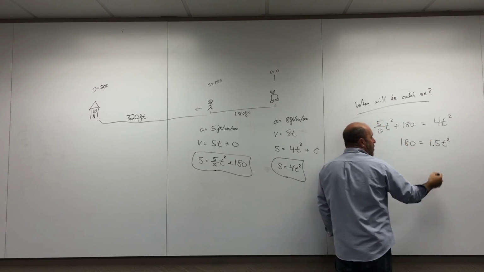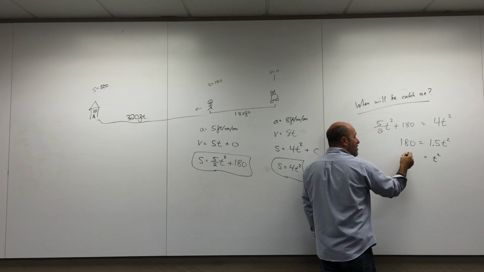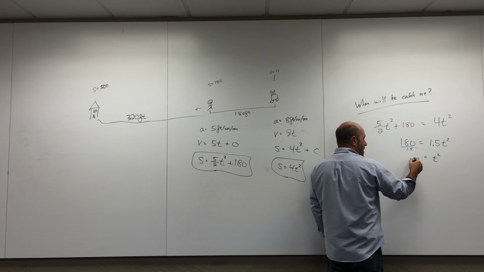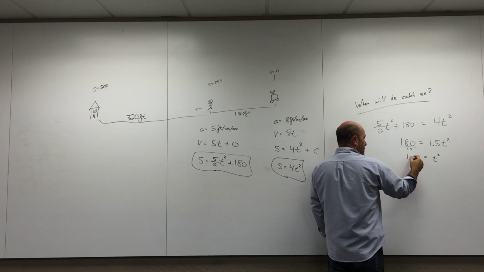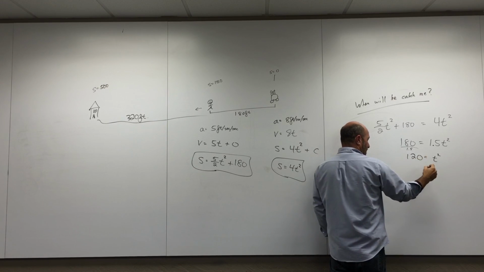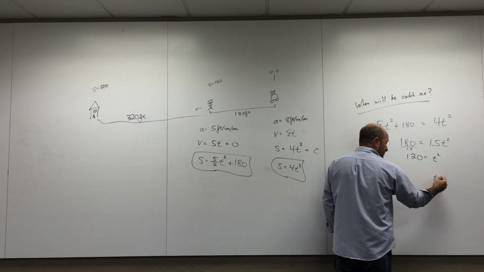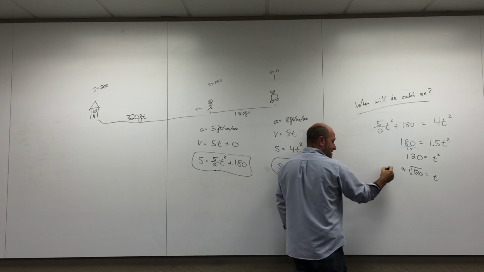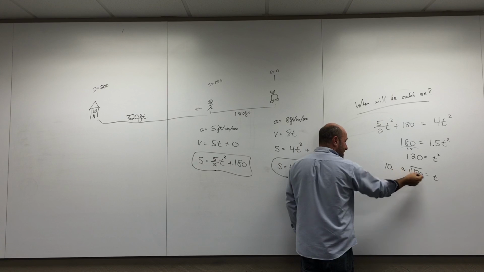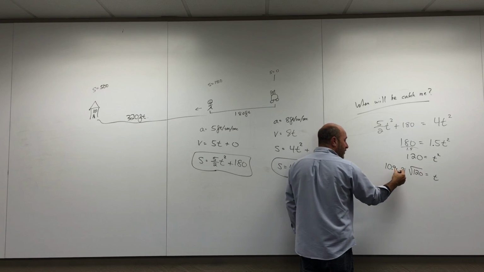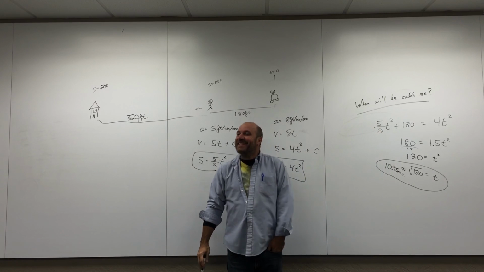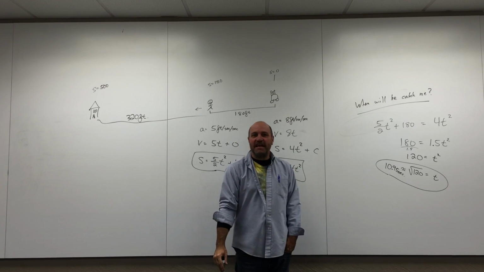I think I'll divide by 1.5. If you divide by 1.5, you get 120? So then you take the square root, and t is the square root of 120, which is 10.95. Practically 11, right. Okay, 10.95 seconds, he catches me. Wow. I got my last 11 seconds of my life.